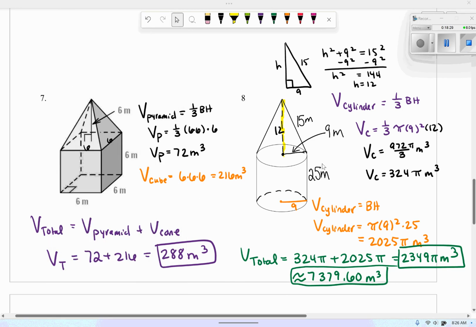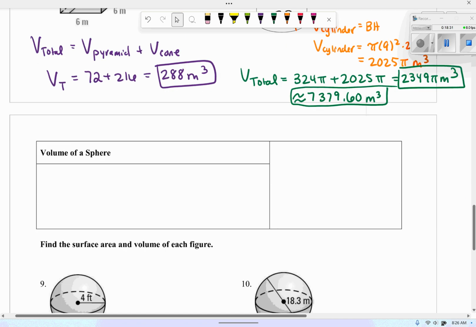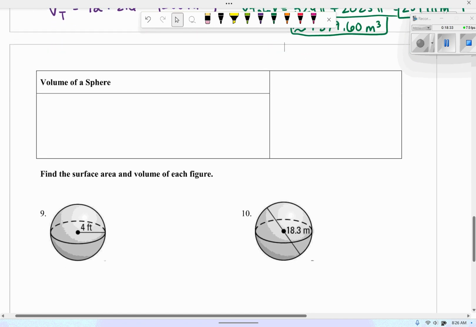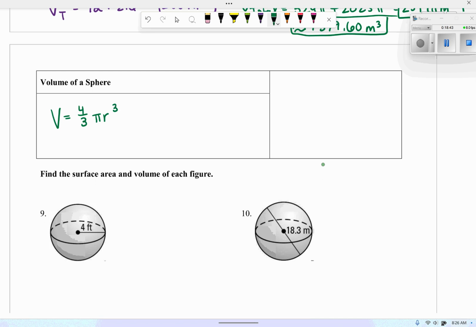Okay, so let's go to the next part. We want the volume of a sphere. The volume of a sphere is equal to 4/3 pi r cubed. So let's see if we can draw a picture over here.